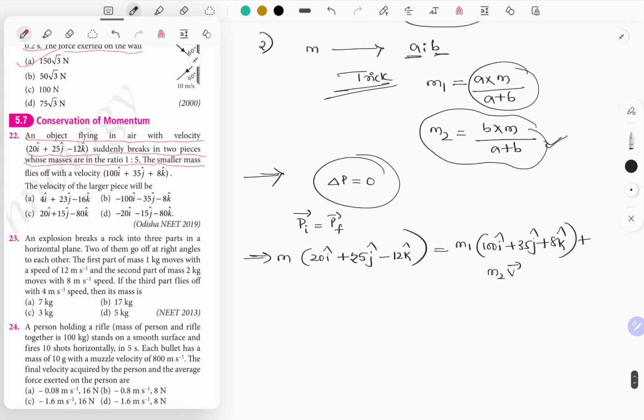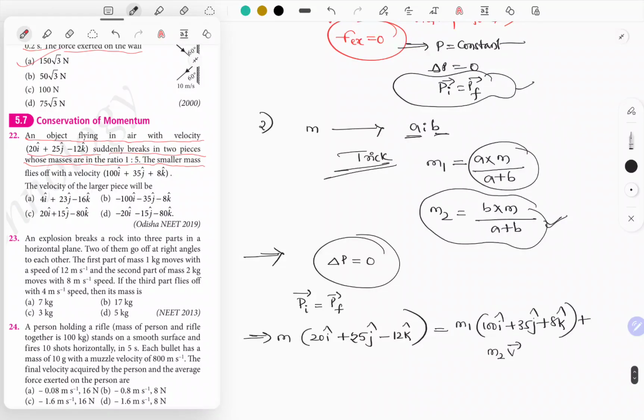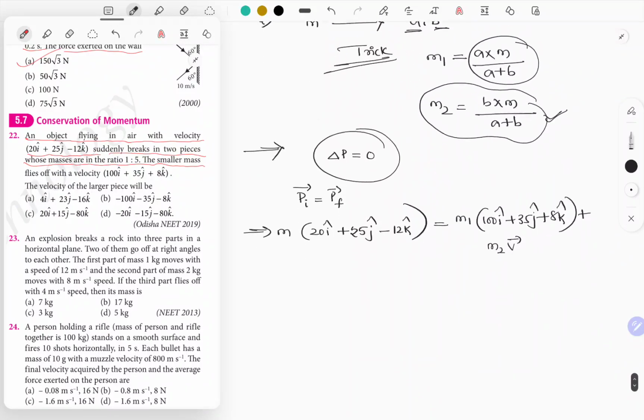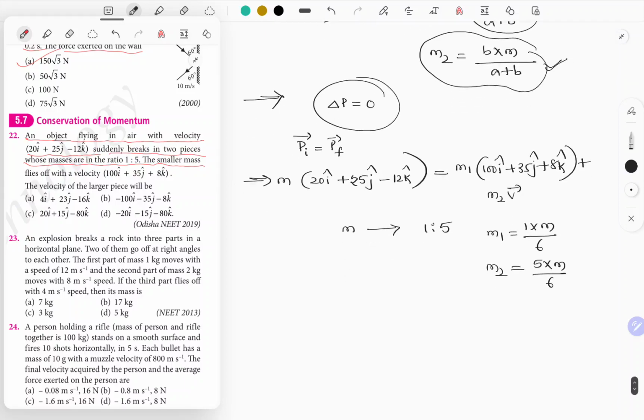Do we know the mass of the individual particles? We don't know. I gave you the trick to find the mass of the individual particles. I imagined the mass of the particle as m and it is divided in the ratio 1:5. Then how do we find m1? m1 is equal to 1 times m by the total ratio 6. What about m2? m2 is equal to 5 times m by the total ratio, which is 6. This is how we divide it into different ratios.